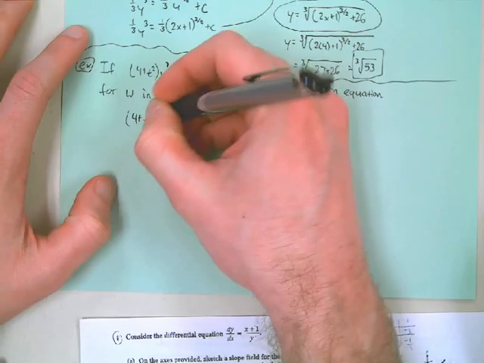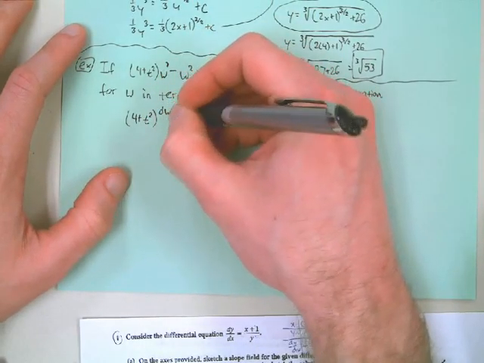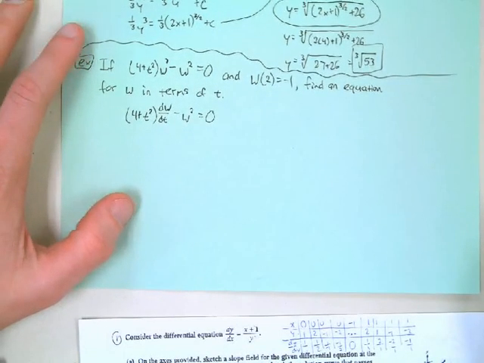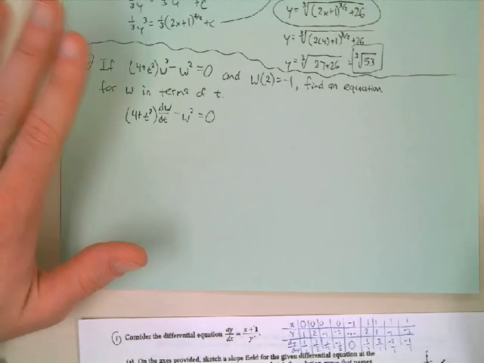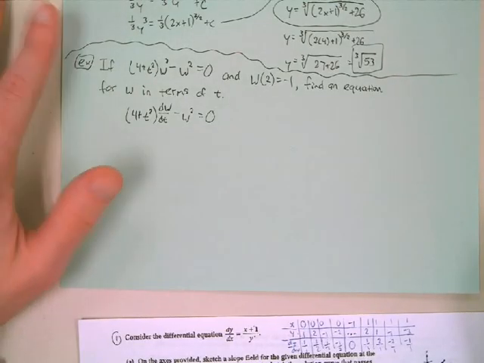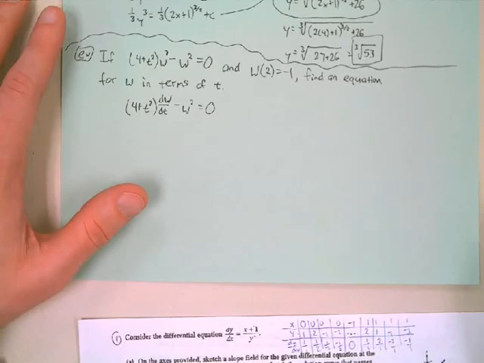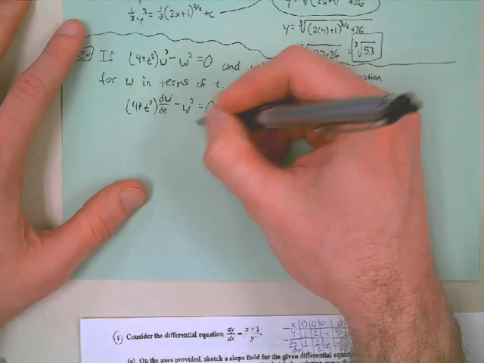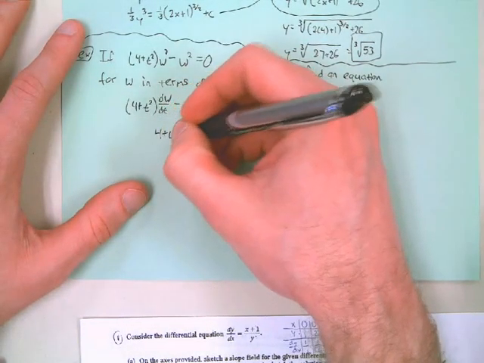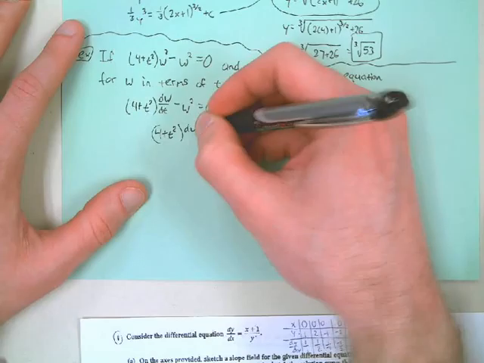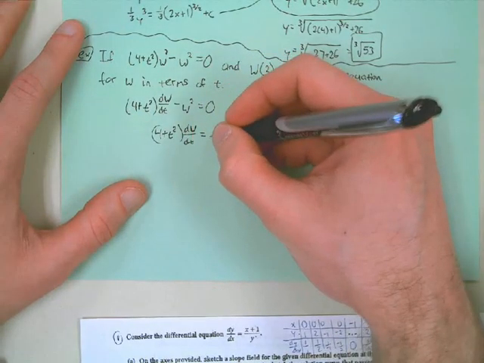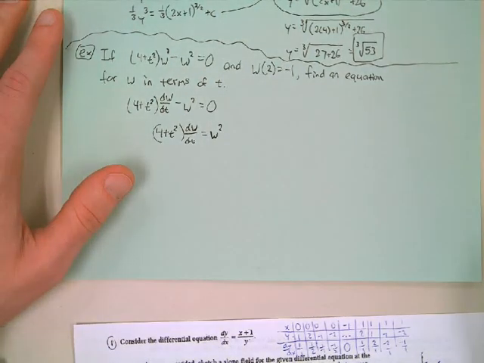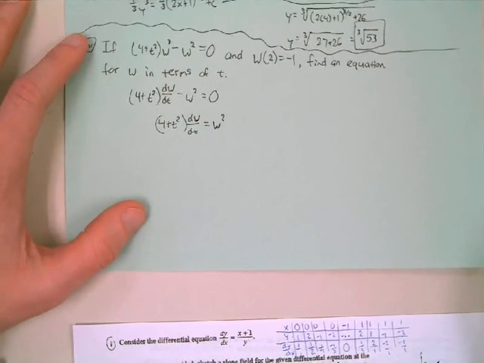So W prime, we're going to rewrite as dW/dt, minus W squared equals 0. We need to get our W's and dW's to one side, and our t's and dt's to the other side. So right now, my first step, I'll have to add W squared over. Let's start by adding W squared over. And that's equal to W squared.